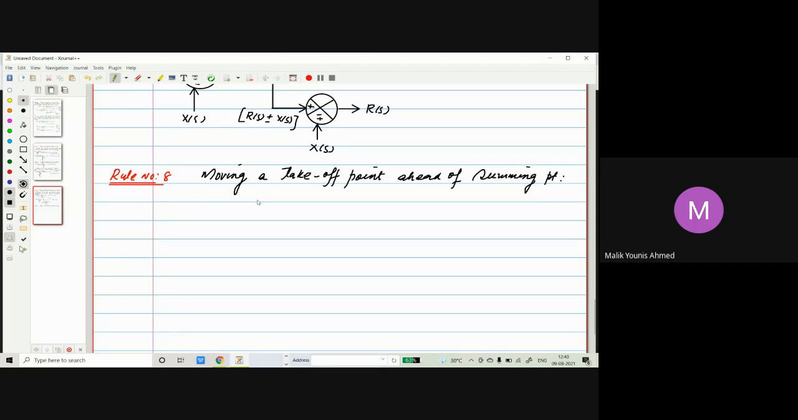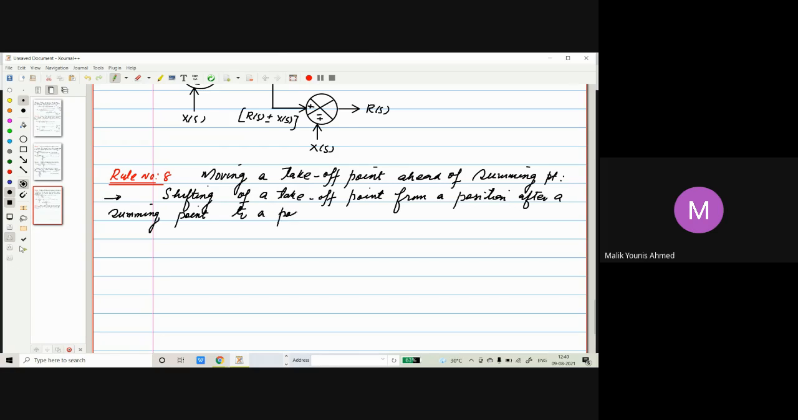Ahead of summing point. What's the explanation of this? Explanation is shifting of a takeoff point from a position after a summing point to a position before the summing point.